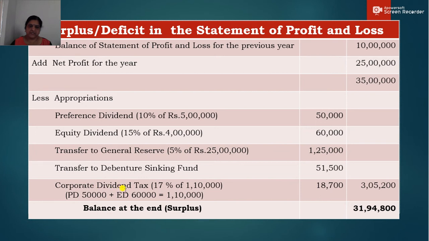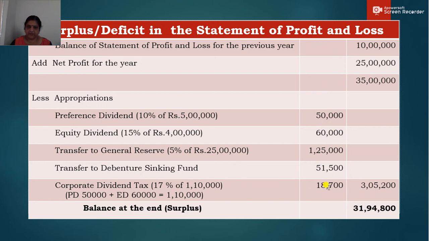Now what about corporate dividend tax? The rate of corporate dividend tax is 16.995, which is rounded to 17%. So corporate dividend tax is 17% of 1,10,000. Now what is this 1,10,000? That is the preference dividend 50,000 plus equity dividend 60,000, so the total dividend declared by the company comes to 1,10,000. Thus the corporate dividend tax comes to 17% of 1,10,000, that comes to 18,700.